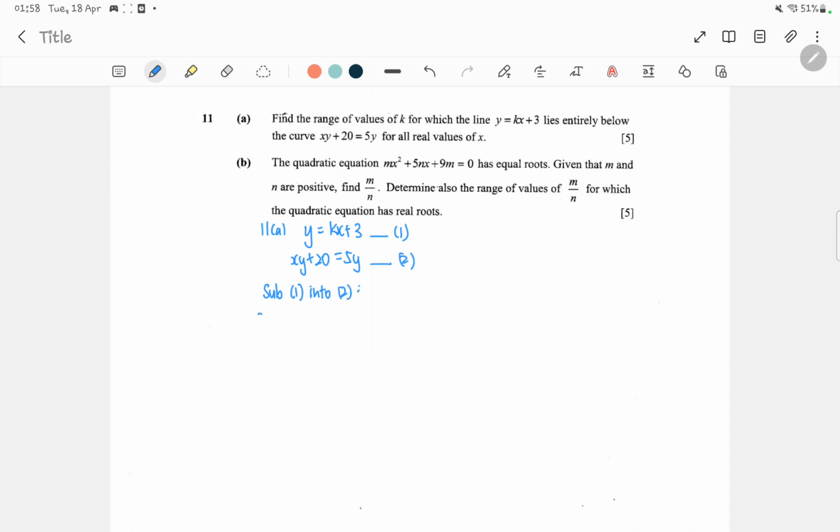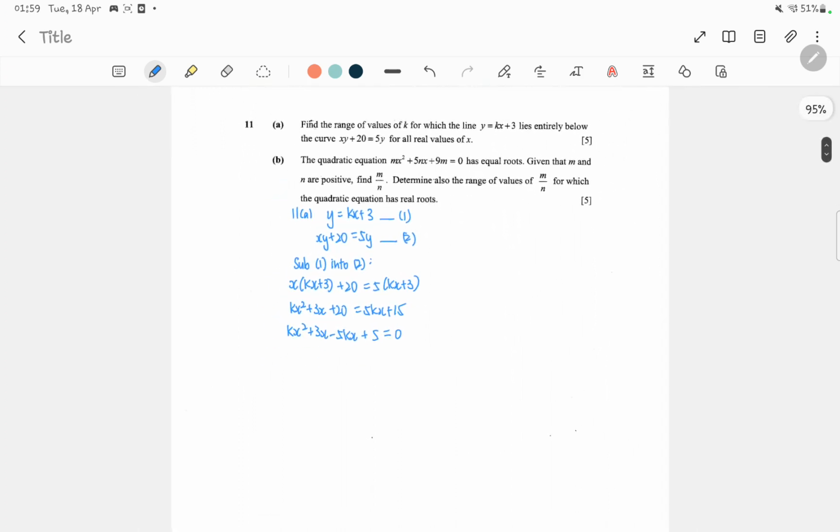We get x(kx plus 3) plus 20 equals 5(kx plus 3). So let's simplify this. This is kx squared plus 3x plus 20 equals 5kx plus 15, which means let's group the terms all to the left. We get kx squared plus 3x minus 5kx plus 5 equals 0.